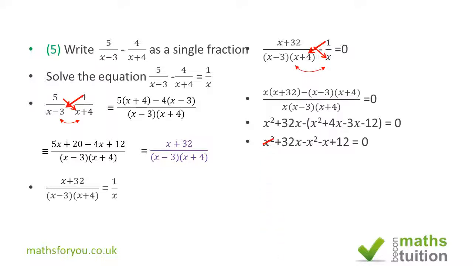Now the x squareds will cancel out, so we end up with 31x plus 12 is equal to 0. If we subtract 12 from both sides, we end up with 31x equal to minus 12. And then divide both sides by 31, we end up with x is equal to minus 12 over 31.